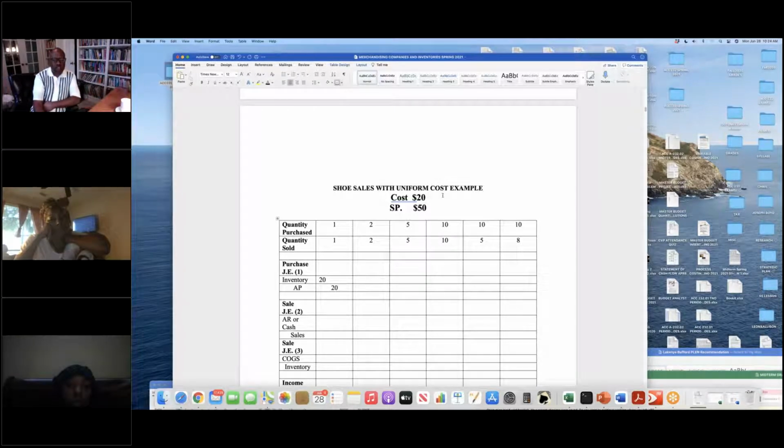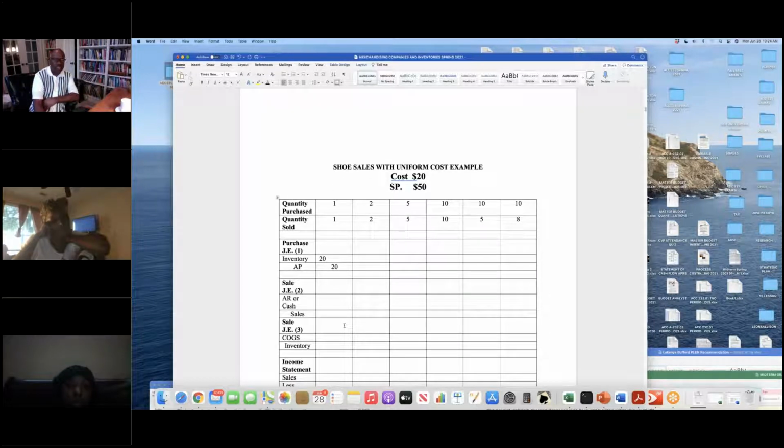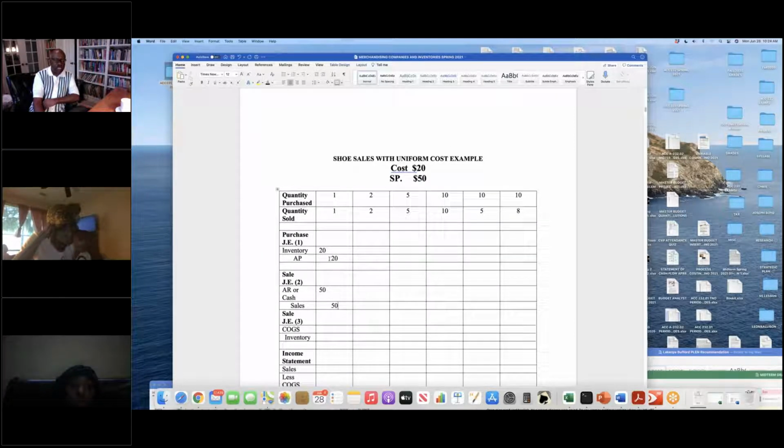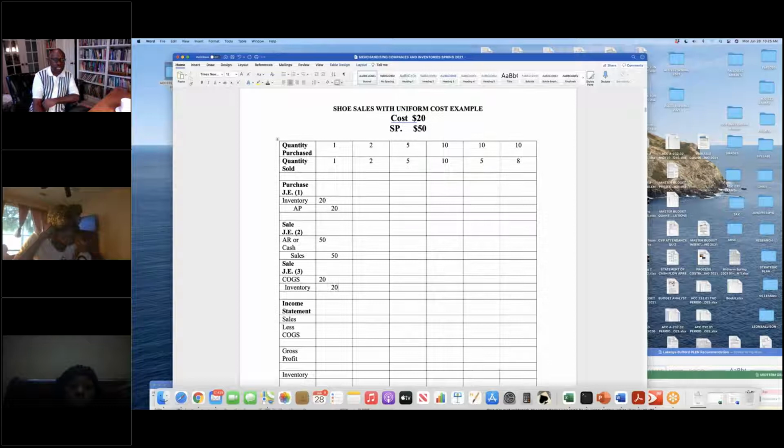Then we sell the shoes for $50. So we're going to make the journal entry, debiting cash, could be accounts receivable, for 50, and we're going to credit sales for 50. But because we sold the shoes, we no longer have them. We're going to make a journal entry, debiting cost of goods sold, and crediting inventory.